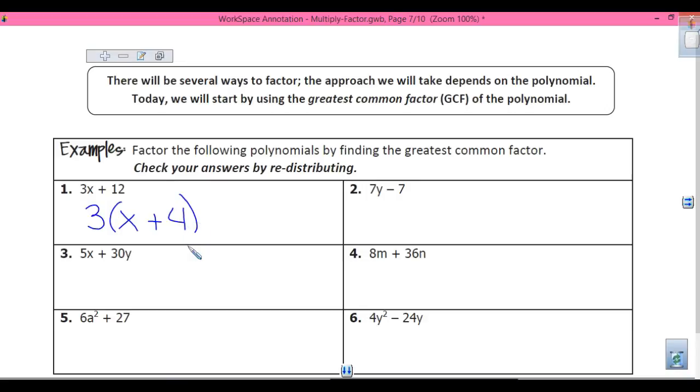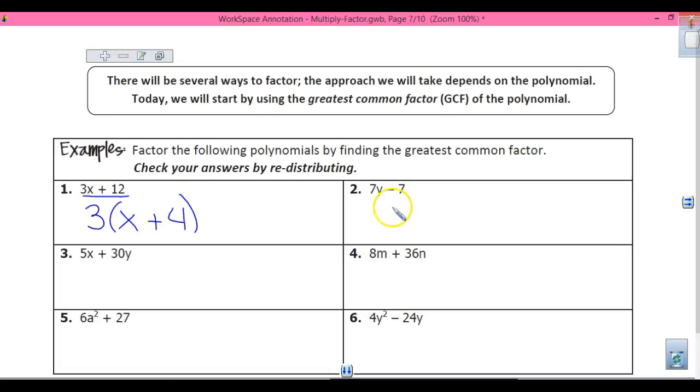Anybody know how we can check to see if this is right? Multiply, right? Your answer is this guy right here. If I multiply this, what's 3 times x? 3x. Plus, what's 3 times 4? 12. Did you do it right? Thumbs up.